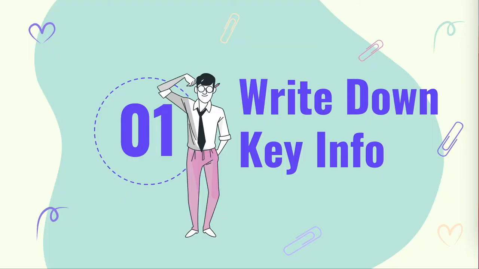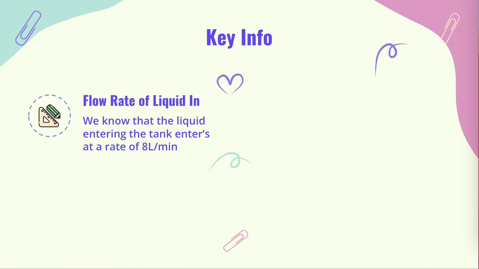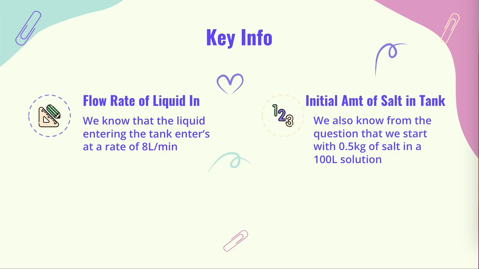Now, the first thing you do when you approach problems like these is you write down some key info. So let's take those little pieces out of the question here and write them all down in one place. So far we know the flow rate of the liquid coming into the tank to be equal to 8 liters per minute, right? The liquid entering the tank enters at a rate of 8 liters per minute. We know that we have an initial amount of salt in the tank of 0.5 kilograms. That's going to be applicable pretty soon here.